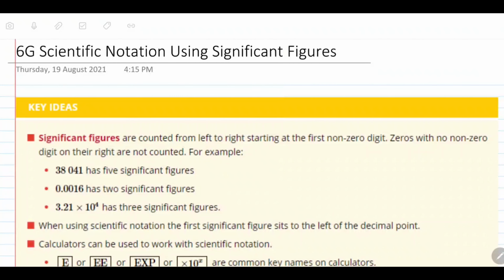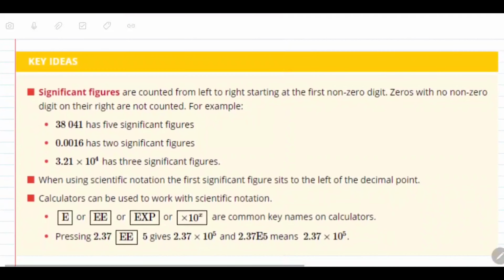So, quick video today on 6G, scientific notation using significant figures. The key ideas for this video: significant figures are counted from left to right, starting at the first non-zero digit. Zeros with no non-zero digit on their right are not counted. So let's have a look at what this means.